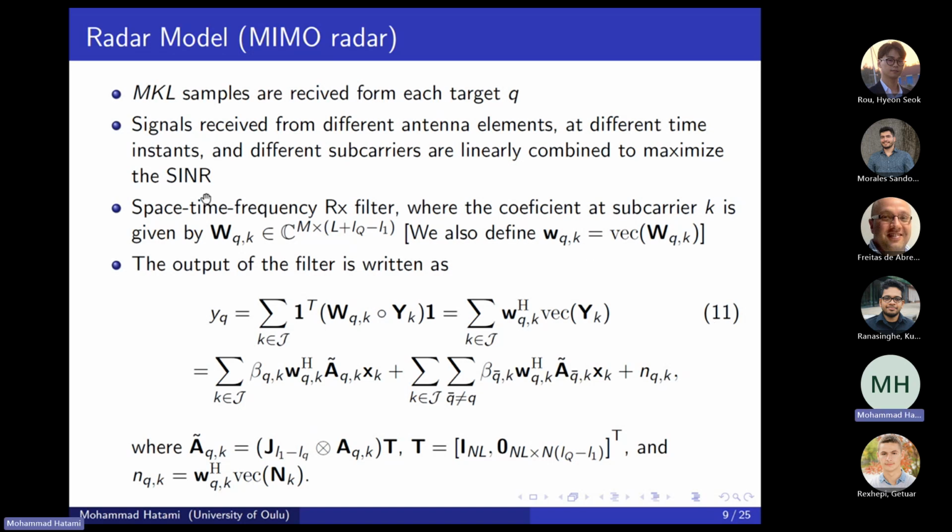Assume that W_qk shows the coefficient of this filter. Therefore, the output of this filter is given by 11. In this equation, the first term shows the desired echo power returned from the target Q. The second term is the echo power received from other targets, so we can call it interference. It's not exactly interference, but it behaves like interference. And the last term is the noise.